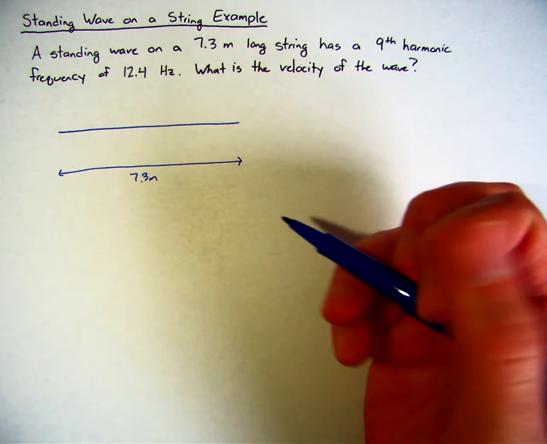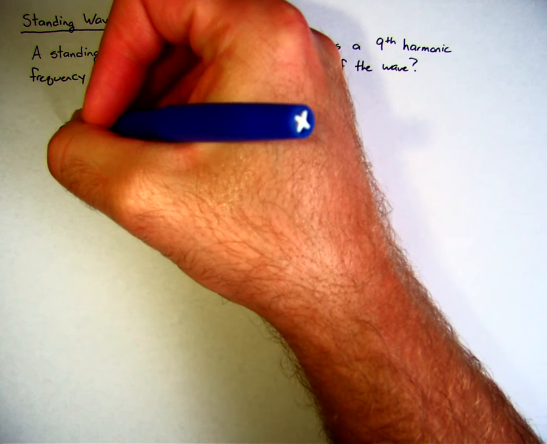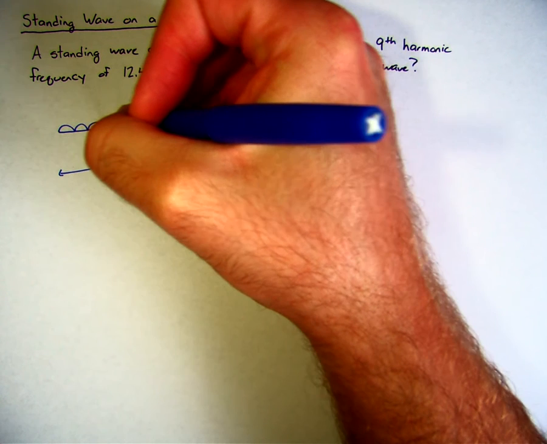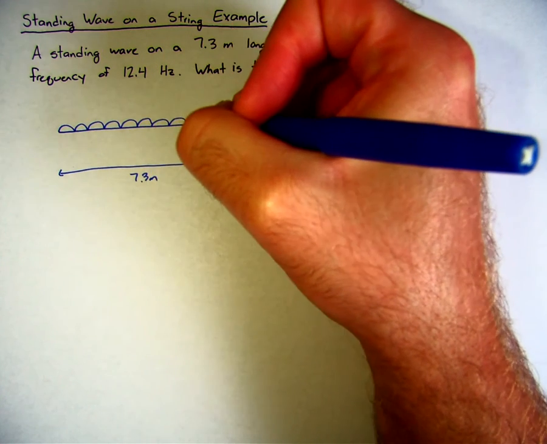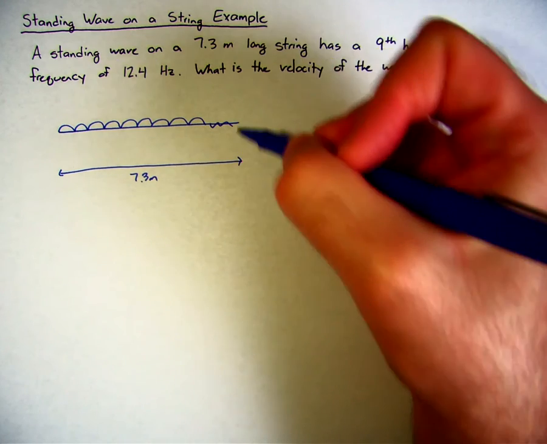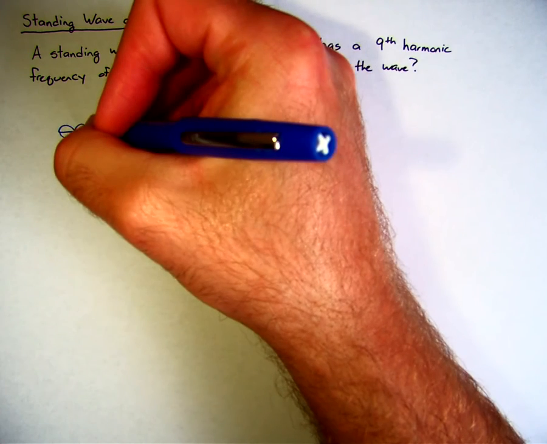So if I have 9 loops, I'll try to draw this out as best I can. 1, 2, 3, 4, 5, 6, 7, 8, 9. Okay, so it's a little short. So let's just say 7.3 meters is here. So here are my loops.